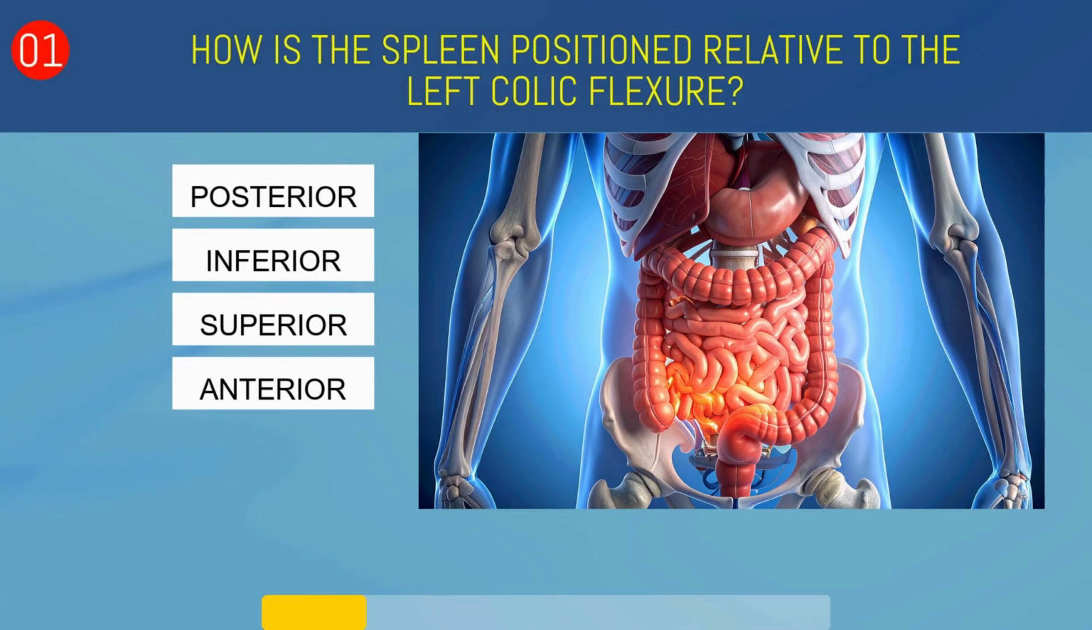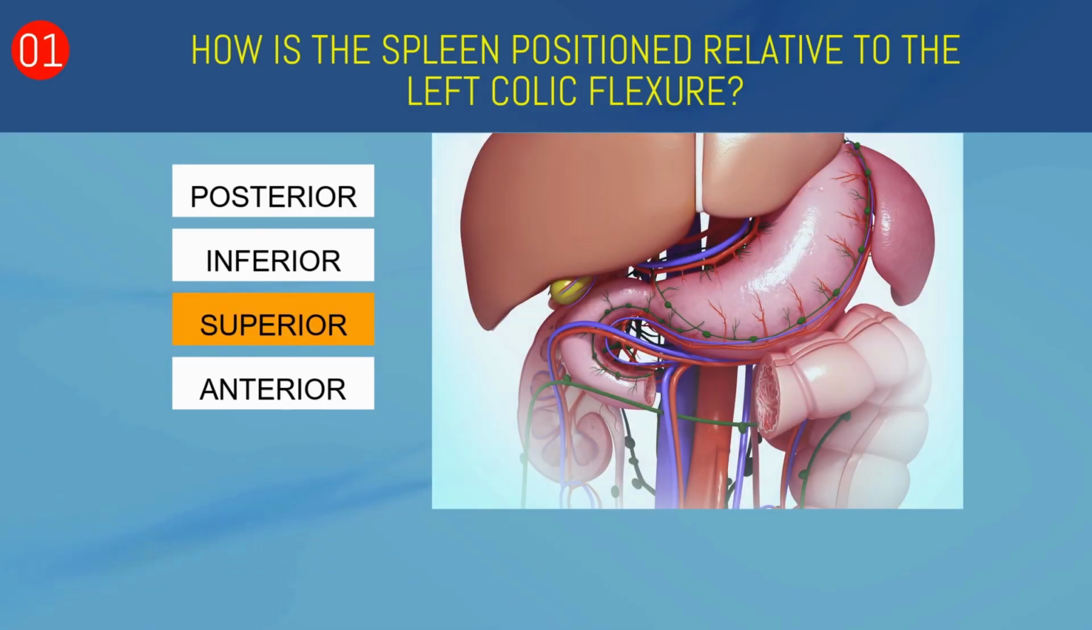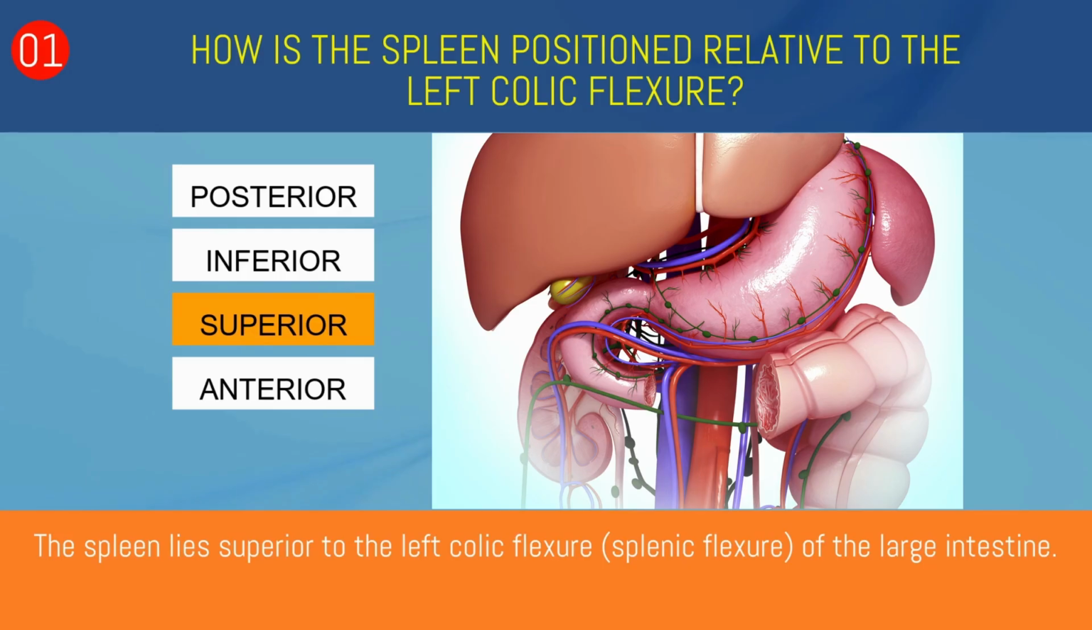How is the spleen positioned relative to the left colic flexure? Posterior, inferior, superior, or anterior? Superior. The spleen lies superior to the left colic flexure of the large intestine.